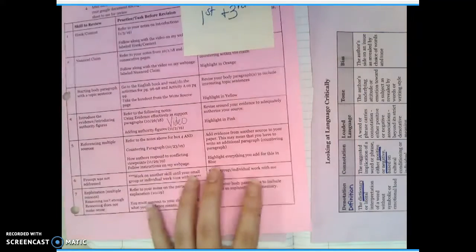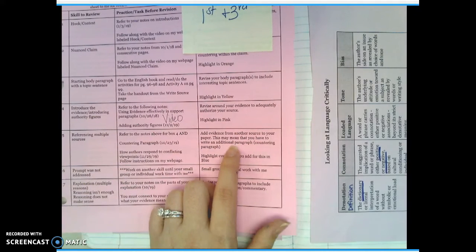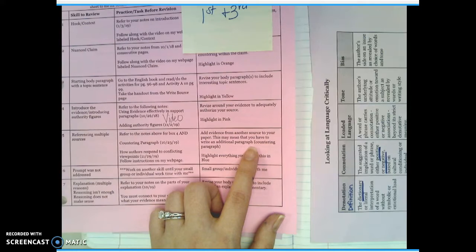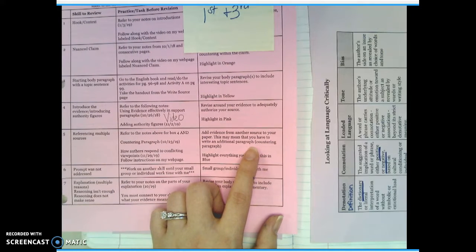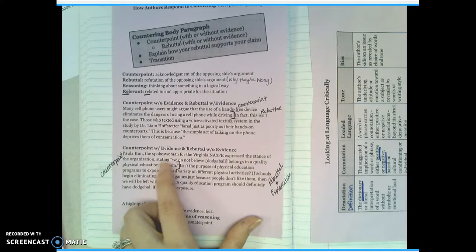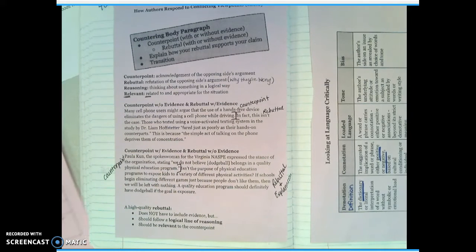Okay, so what you need to do is go into your paper and add evidence from another source to your paper. For some of you, it's an additional paragraph. You have to actually write a countering paragraph. For some of you who have a countering paragraph, maybe you just need to add in evidence to your counterpoint. For some of you, you might be here because you just didn't have enough evidence in general.